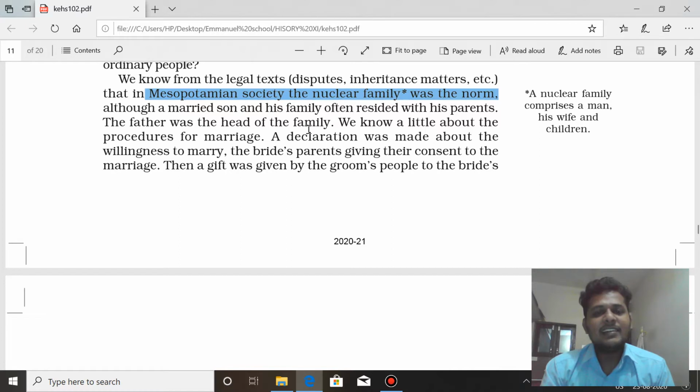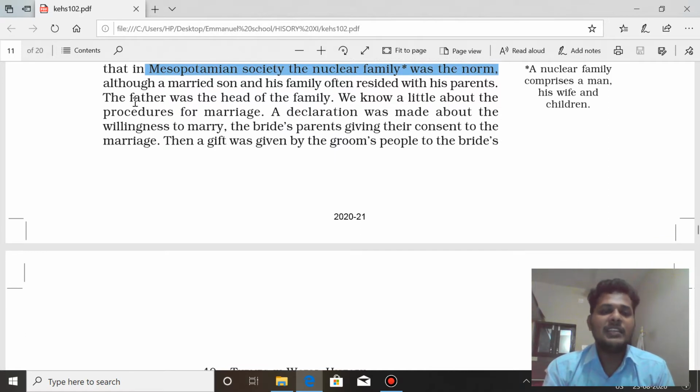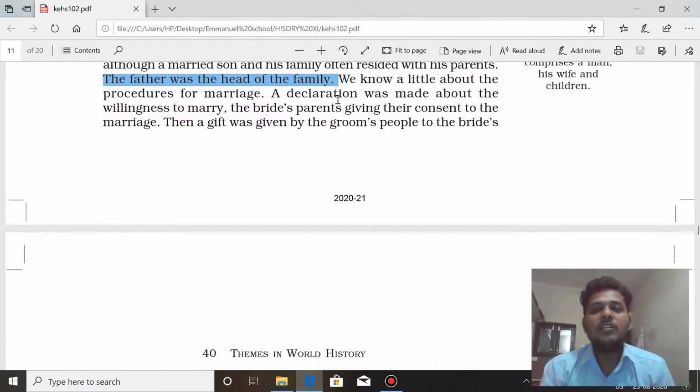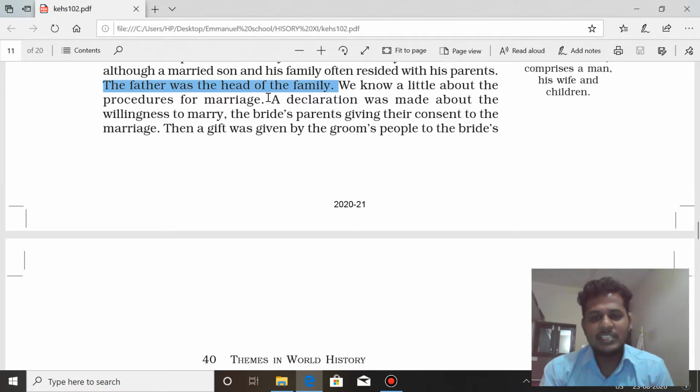Although a married son and his family often resided with his parents, sometimes the married son also resided with the parents. It is an exception. The father was the head of the family. We all know patriarchy was practiced there as well. We know very little about the procedures of marriage. So now we are going to see this.